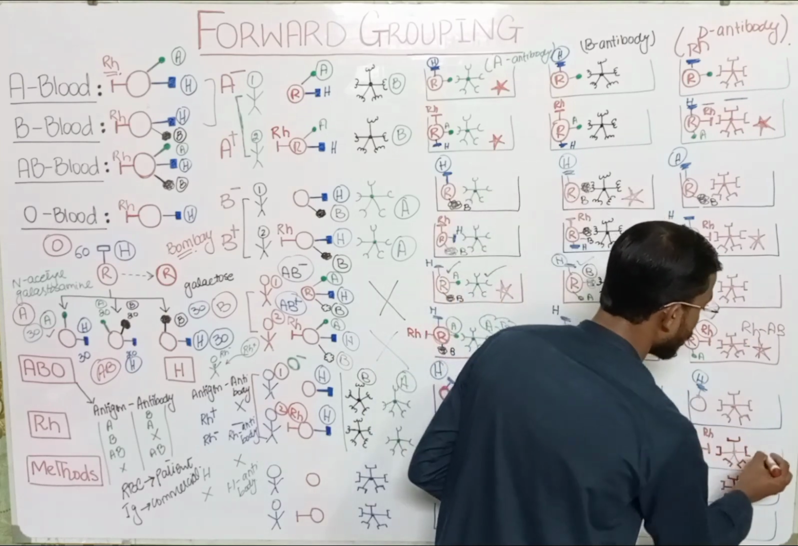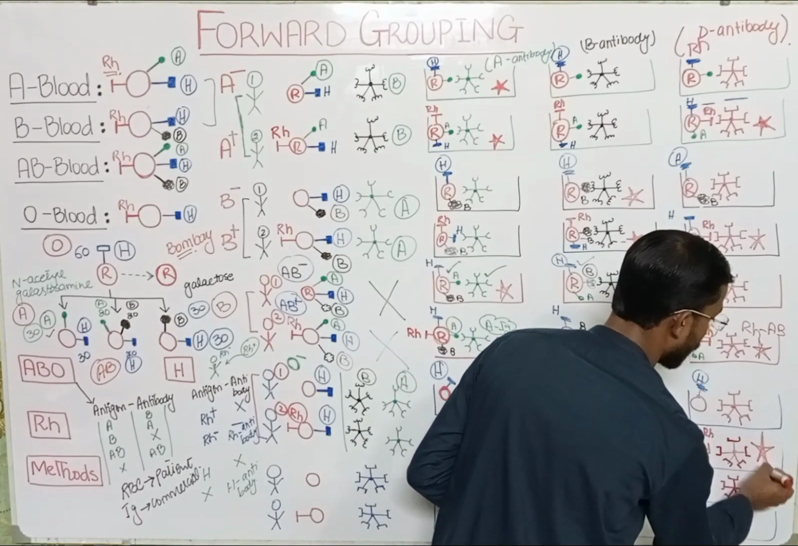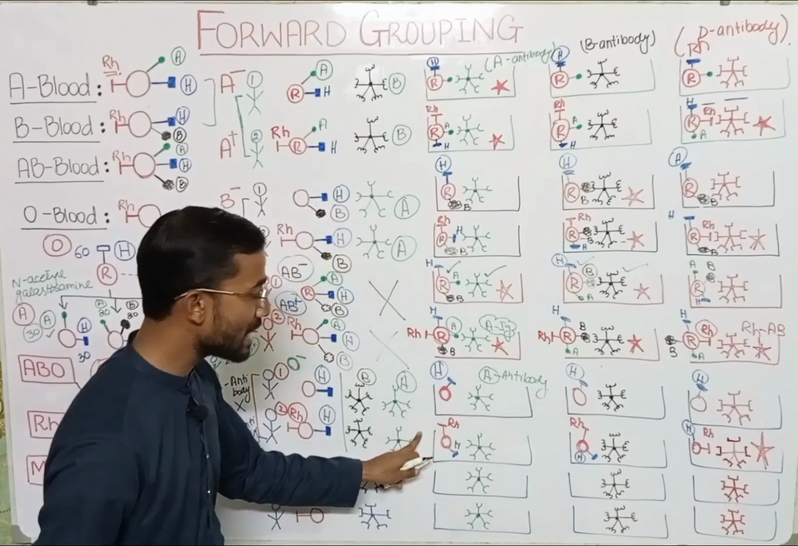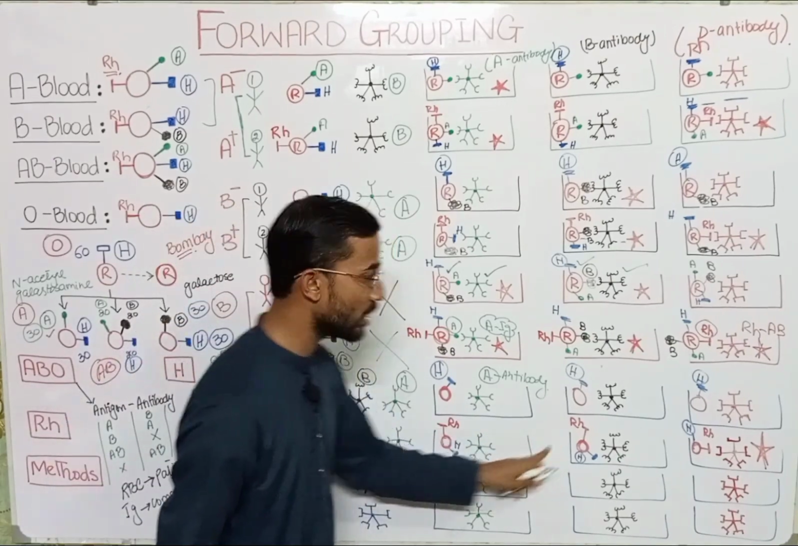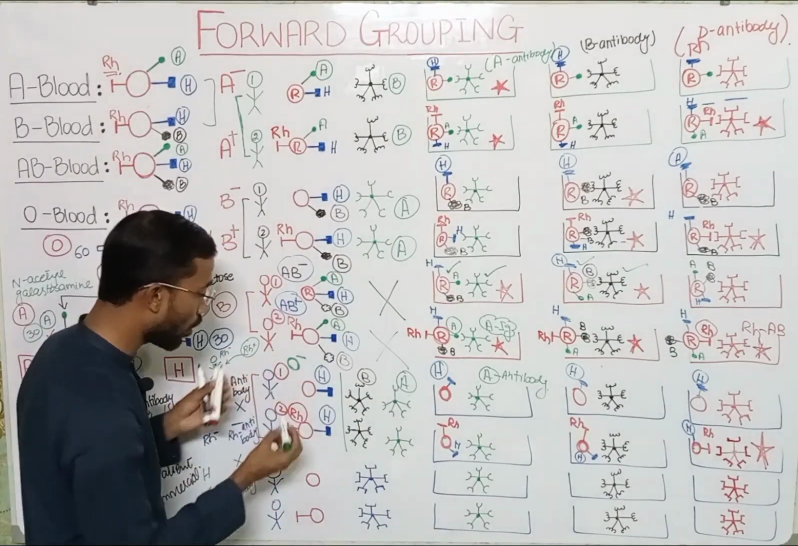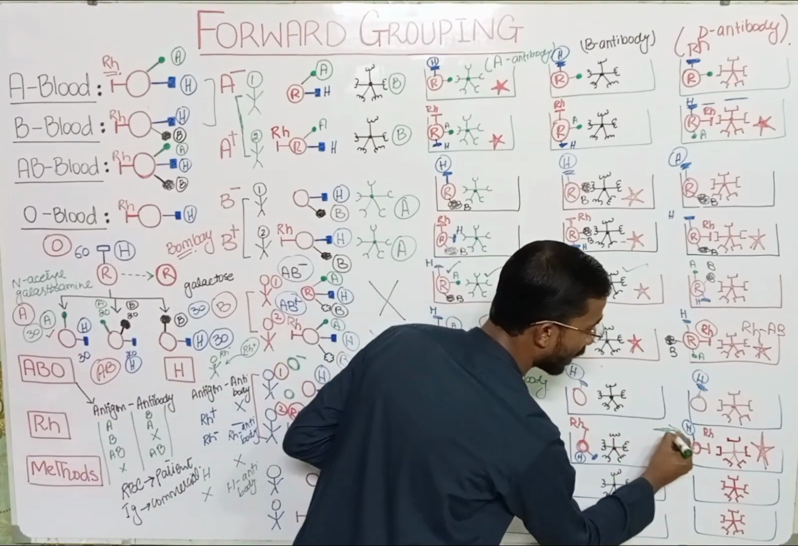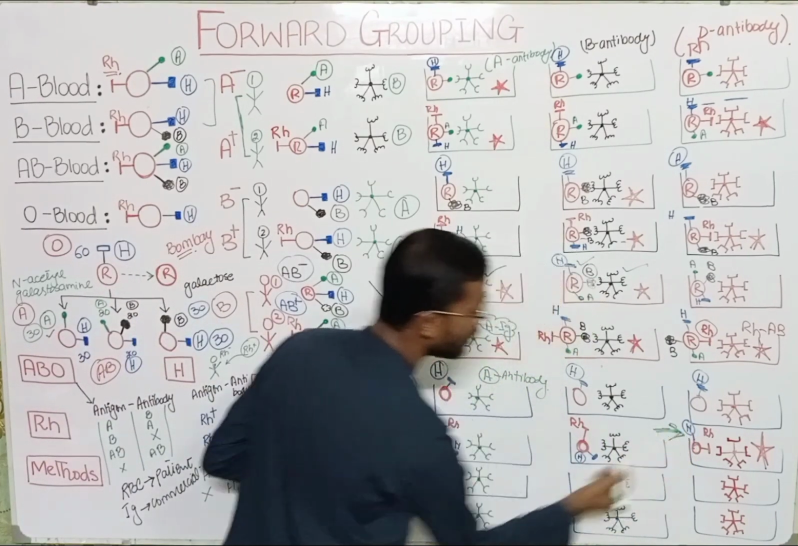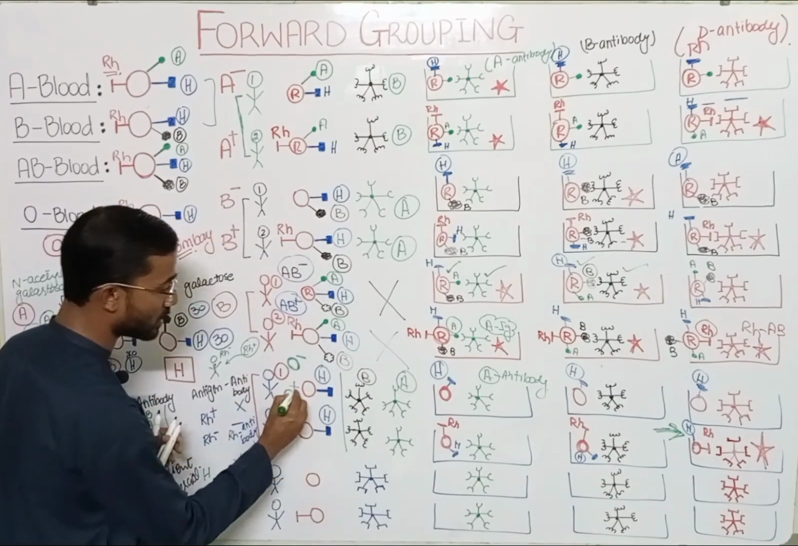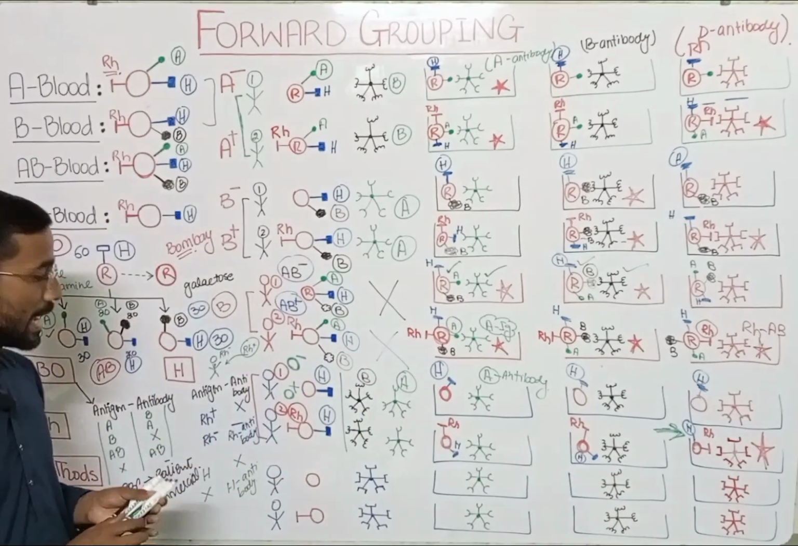So in that case, you will see the agglutination. In the first and second case, you will never see the agglutination, so I declare it O. And in the last case, you will see the agglutination, and I declare it positive. So this is the case.